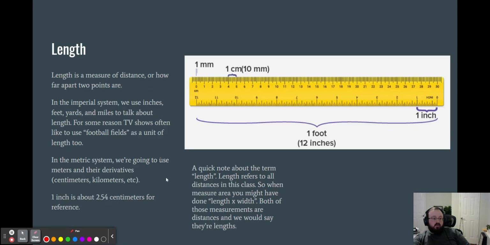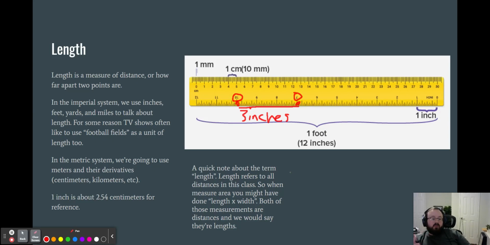All right. So first up is length. Length is the measure of distance, or how far two points are, right? So if I have a point right here and a point right here, they are from 10 to 7. So 10 minus 7, they are 3 inches apart. These two points would be 3 inches. So therefore, this length is 3 inches, the distance between those two points. Here we have 3 inches.